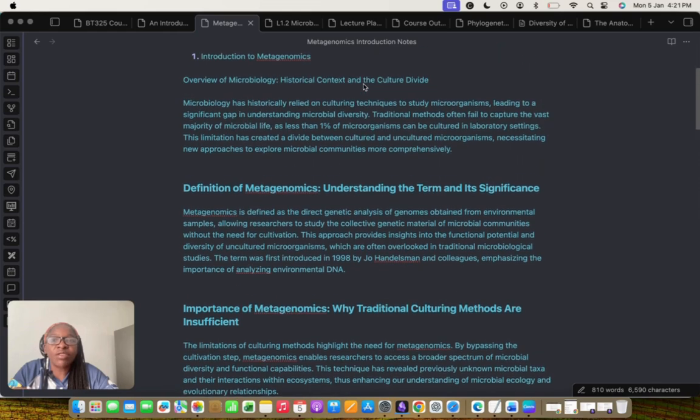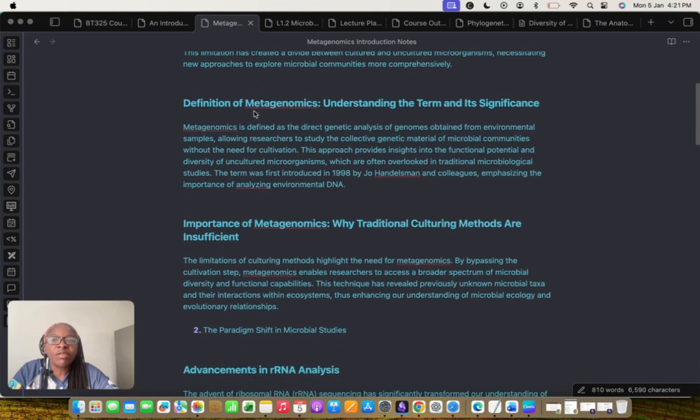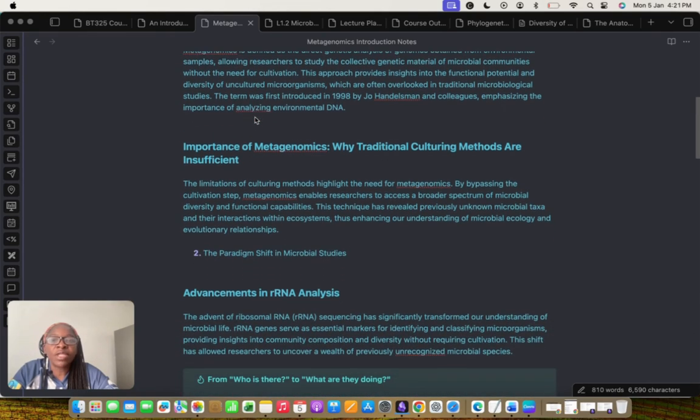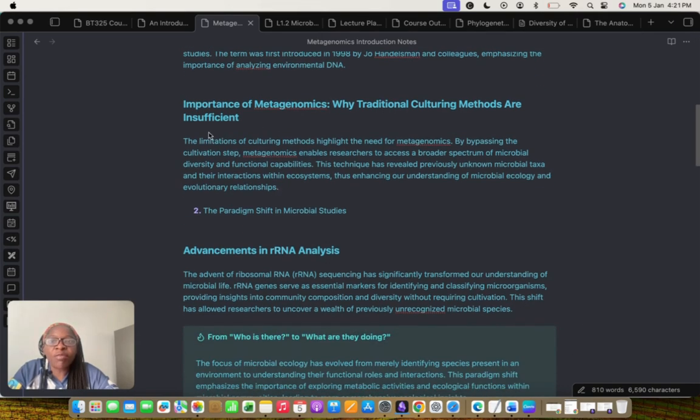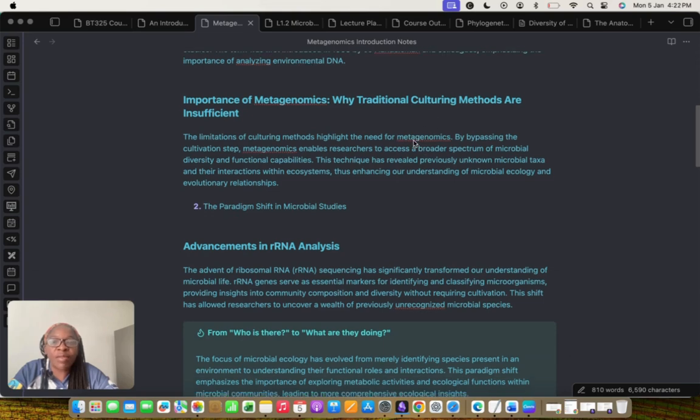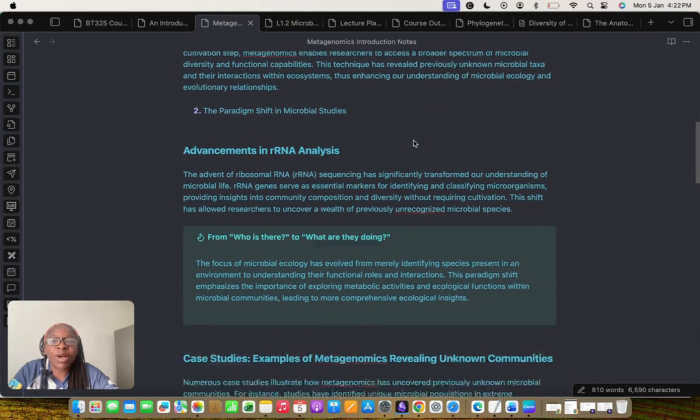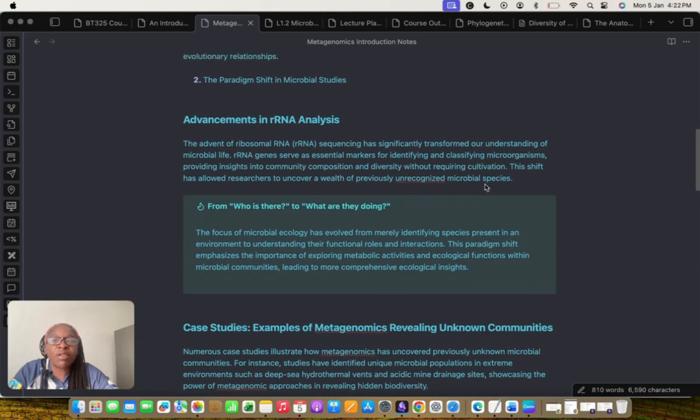Okay, so in this course, we're looking at a lot of micro DNA and trying to figure out how to look at these organisms that we call extremophiles. We're also looking at the importance of metagenomics. Why is it that we needed this whole new science in order to understand them? And we'll look at that and look at case studies about them.